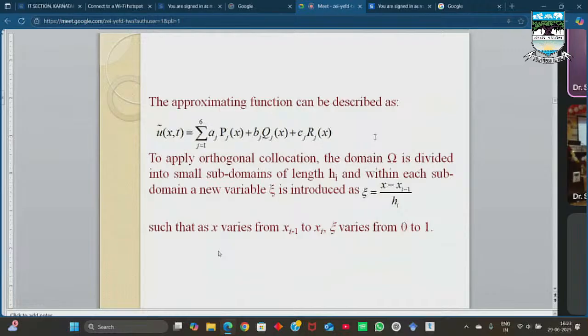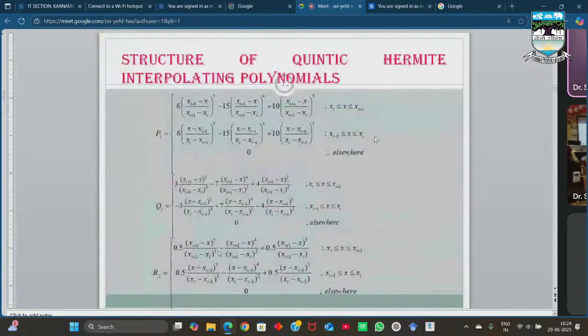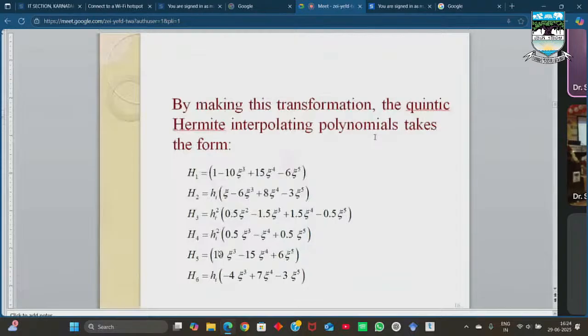As we are discussing the uniform partitioning of the subdomains, therefore h_i will be equal to h in the next slides. Because we are discussing the uniform partitioning, not the non-uniform partitioning. So as x varies from x_{i-1} to x_i, ξ varies from 0 to 1. By making this transformation, the quintic Hermite splines mentioned here, P_j, Q_j and R_j, convert into these 6 Hermite splines H1, H2, H3, H4, H5 and H6.